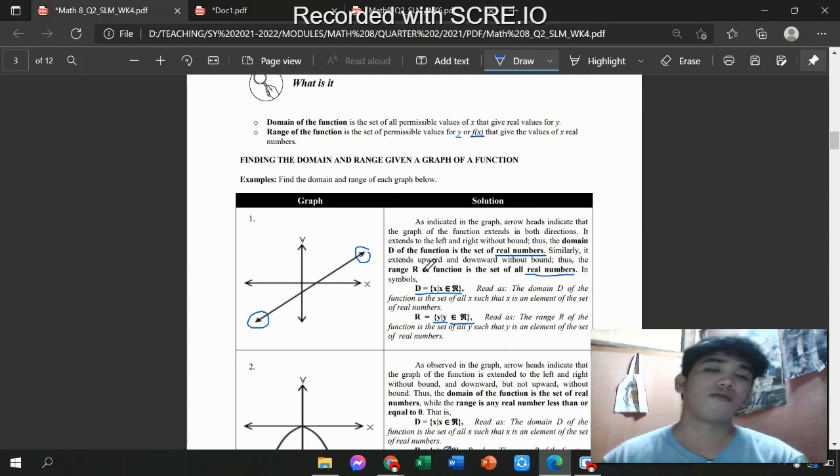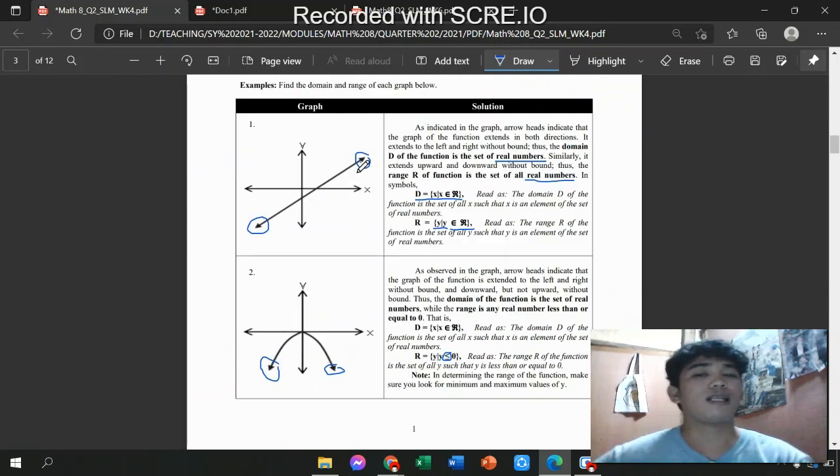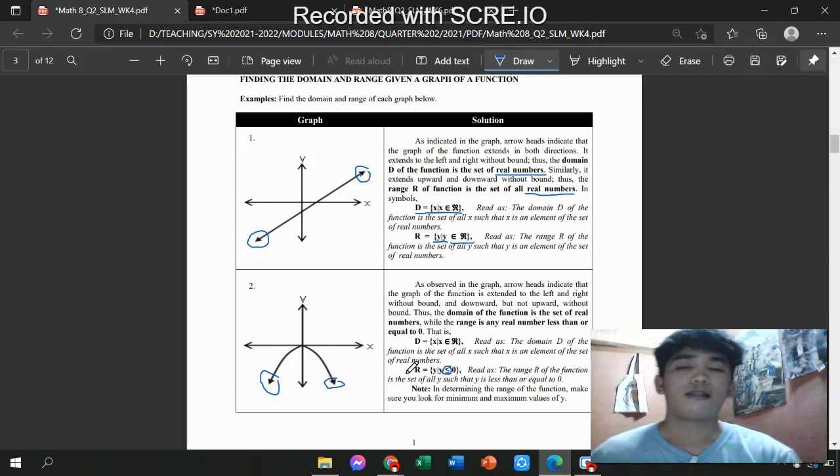So, imo rang tan-awon if ang imohang domain is nag-extend to the left and to the right, ug ang imohang range nag-extend ba siya upward and downward, upward ra, downward ra ba, or sa left or sa right. Sa left, negative na tanan, sa right, positive na tanan. So that is how you identify the domain and range of a given graph.